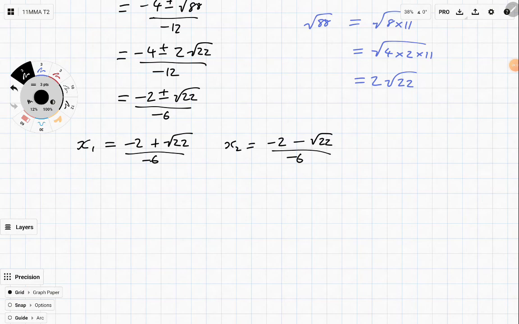Now, the one on the right is a little bit more interesting because they've all got a negative. We can actually cancel that from top and bottom, so we actually get 2 plus the square root of 22 on 6. And that's our first root. And our second root, there's not much simplification we can do, so we are just going to have to leave it like that. And those are the 2 solutions to this question.